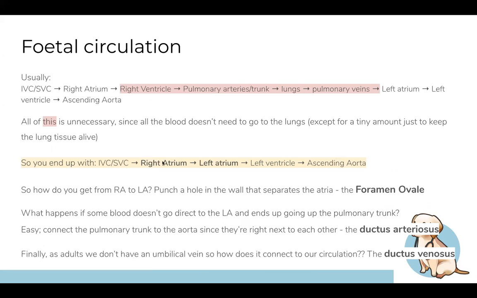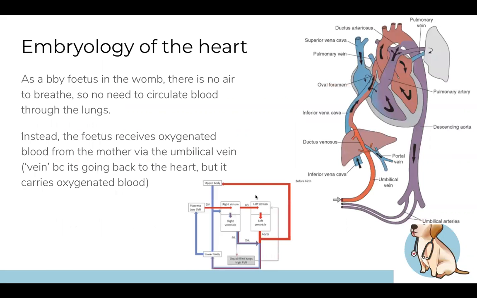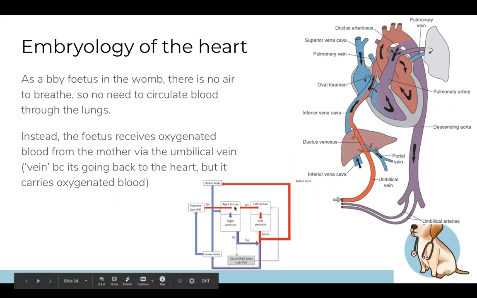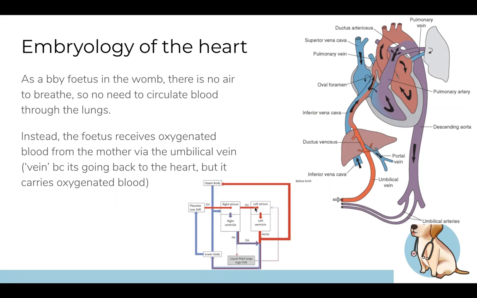So the question is, how do you get from the right atrium to the left atrium? The solution is you punch a hole in the wall that separates them. Secret tunnel. And that is called the foramen ovale. Foramen, hole, ovale, it's oval shaped. So you literally just have a hole in the wall here. This picture's a bit confusing. If you look at this picture here, right atrium through the foramen ovale, straight into the left atrium.